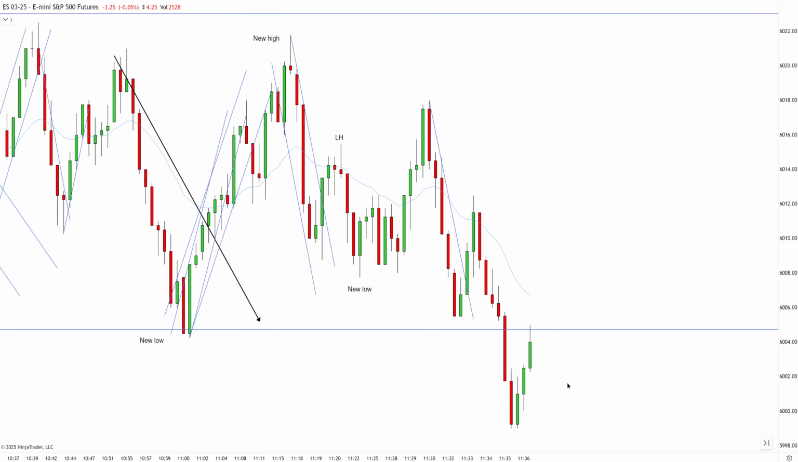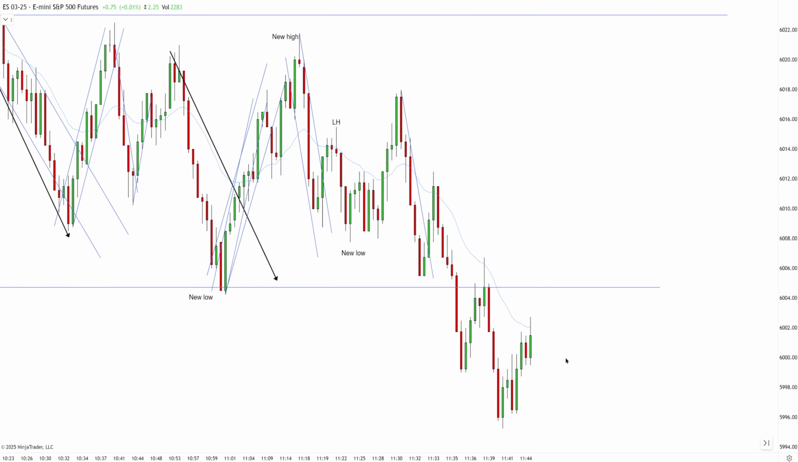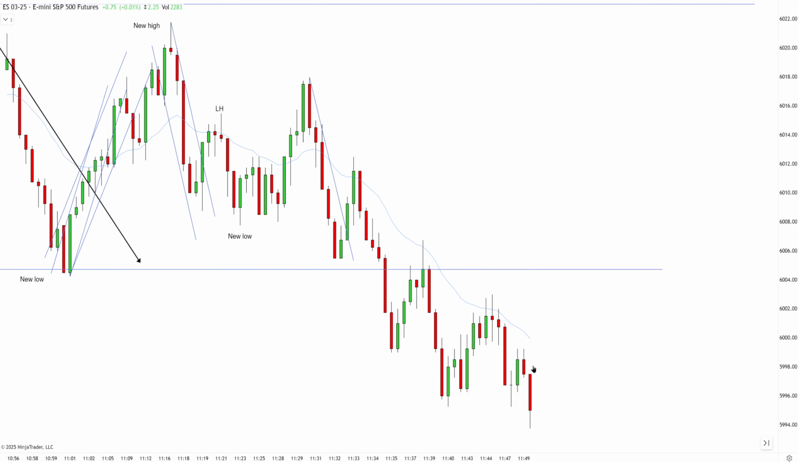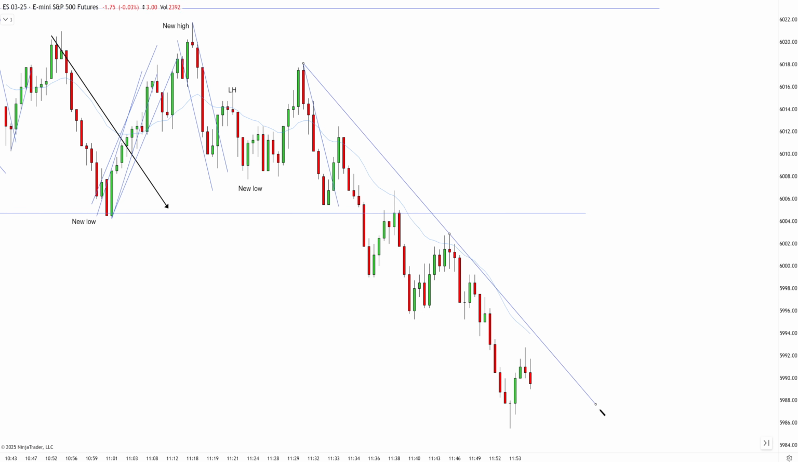Strong break below, inside bar I cannot fade, even though it worked. And market keeps working lower. Okay, so we may have a potential downtrend on our hands. And market keeps working lower. So I have to redraw now a bigger downtrend, something like this.